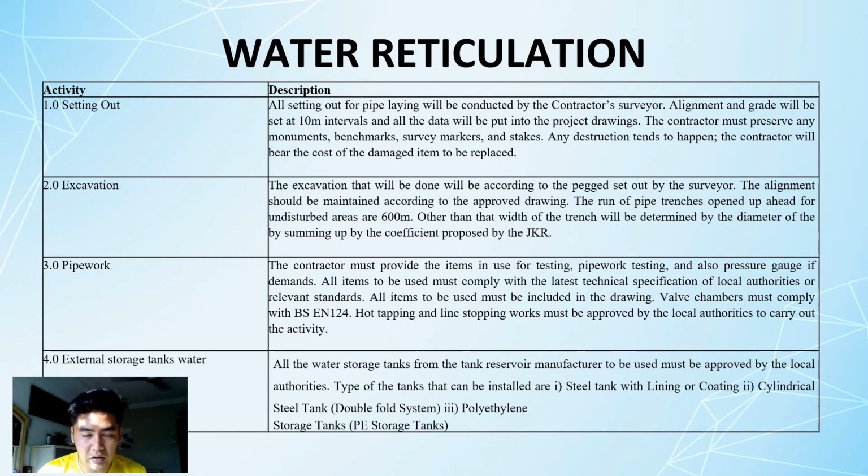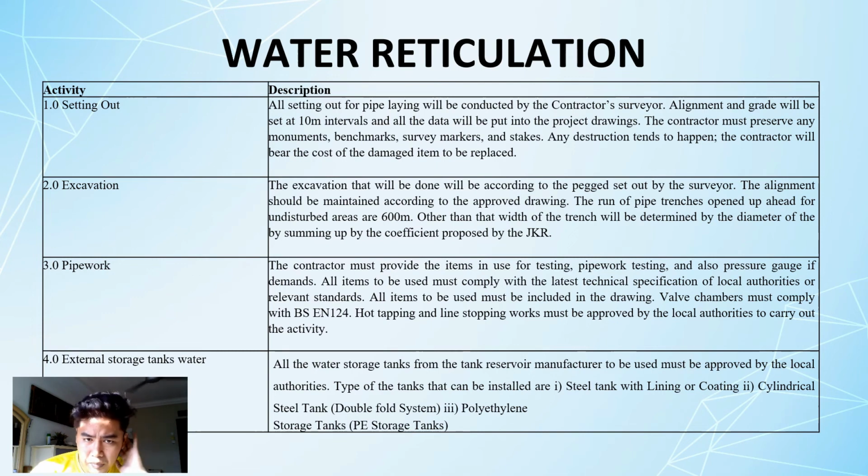Okay, next activity is excavation, which will be done according to the pegs set out by the surveyor. The alignment should be maintained according to the approved drawing, where the run of the pipe trench opened ahead in an undisturbed area is 600 meters. Other than that, the width of the trench will be determined by the diameter of the pipe, by summing up with the coefficient proposed by the JKR.